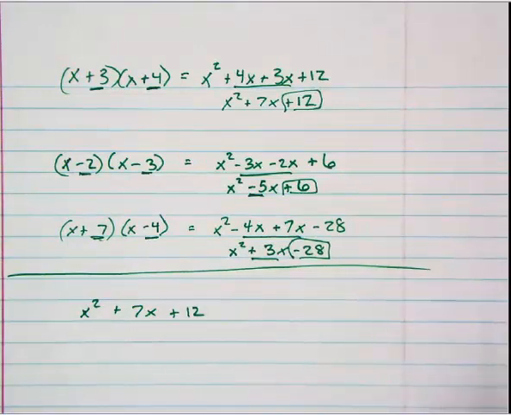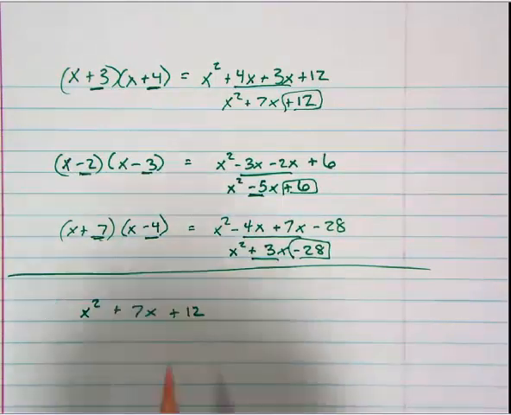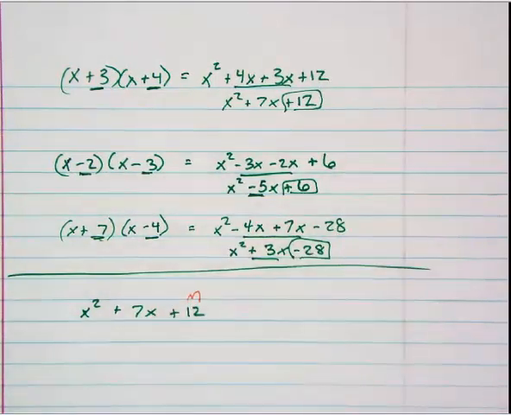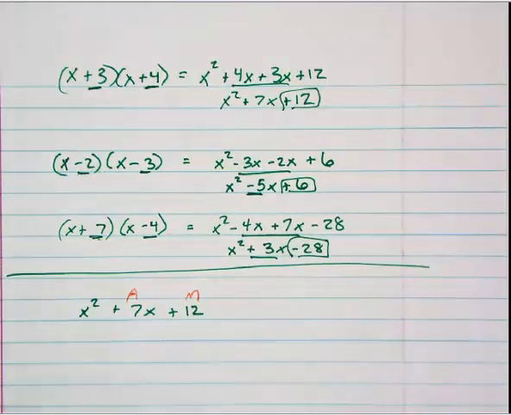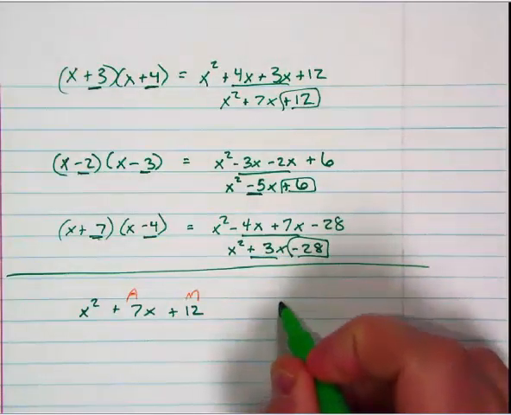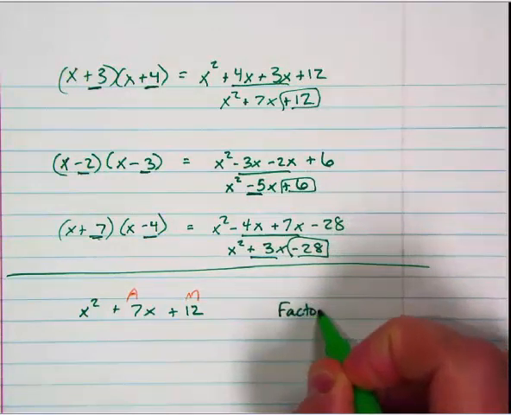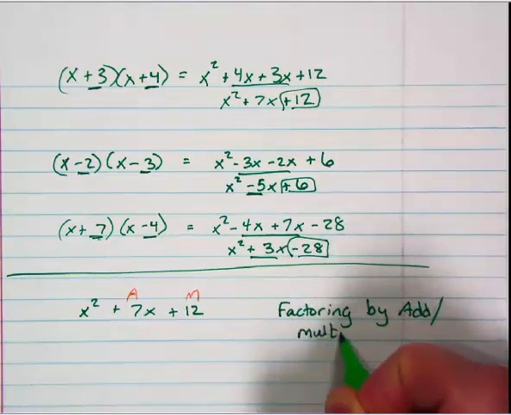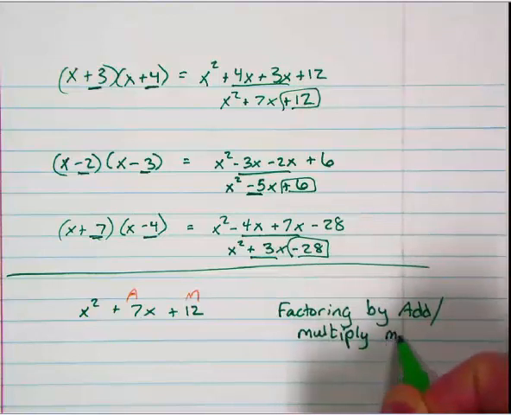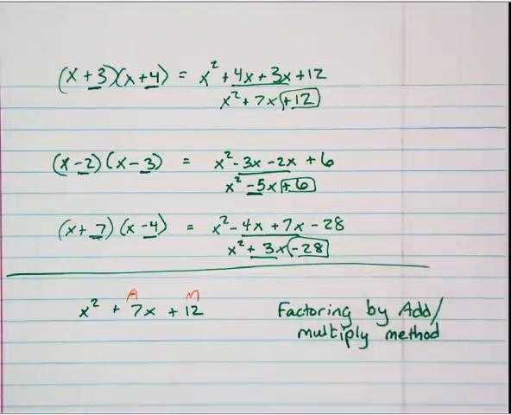So now I'm going to ask myself, when I think about the double distribution, there were two numbers that multiplied together to give me that last term, and those same two numbers would combine to give me the middle term. So this is why we call it the factoring by add multiply method. And really, it would be better to say multiply add. We need to start with the product.